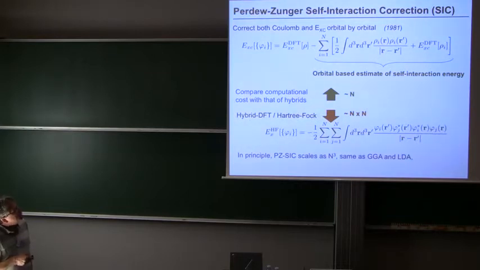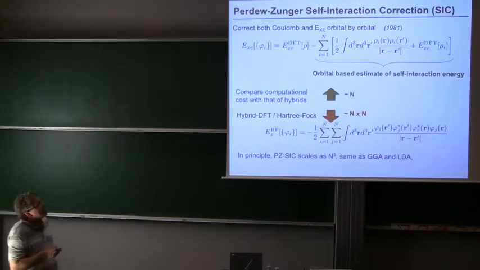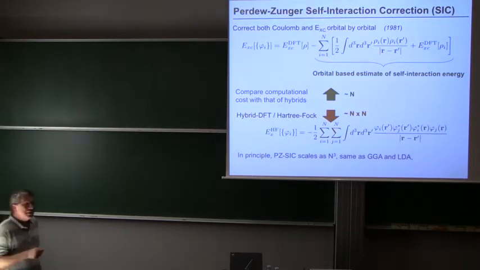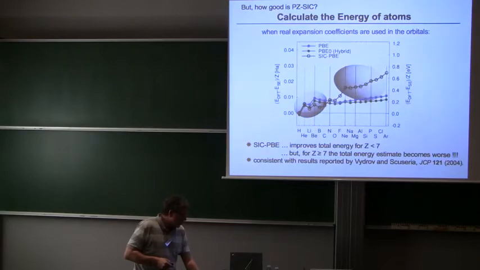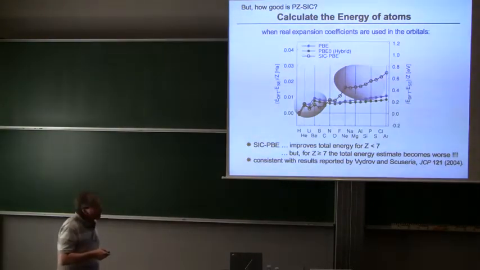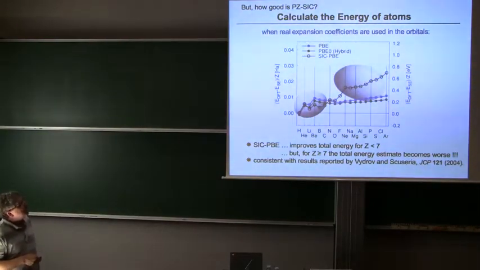And compare this, this is an orbital by orbital correction. So this is just a single sum here. Compare that with the Hartree block, where we have a double sum and many more terms. In principle, this is not increasing the scaling of the computation. However, it does complicate things quite a lot, and we can talk about that later. But let's look at how this does.